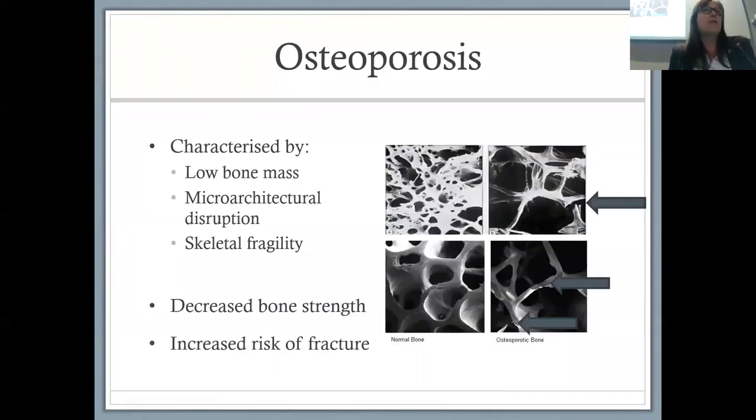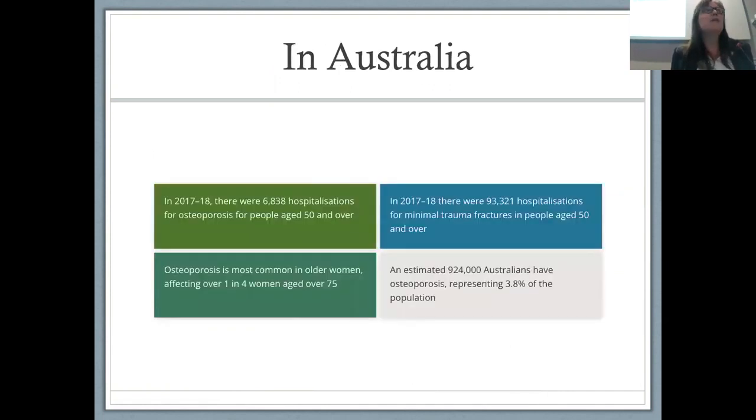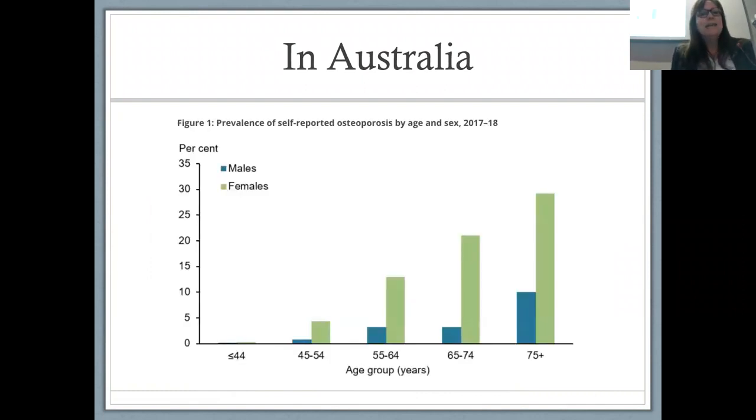So we know what osteoporosis is: low bone mass, poor bone microarchitecture, and a higher fracture risk. So this is a significant problem in Australia. 1 in 4 Australian women have osteoporosis, so many more than any other, even more than cardiovascular disease. It's a huge burden of disease.